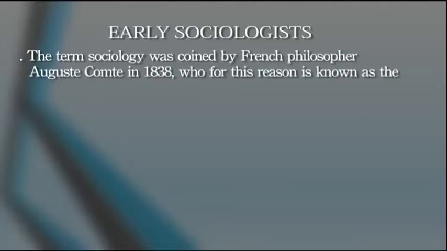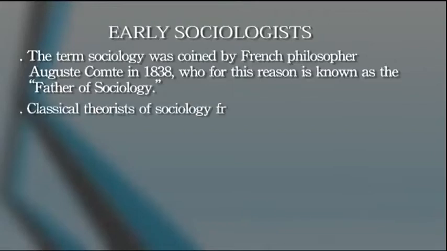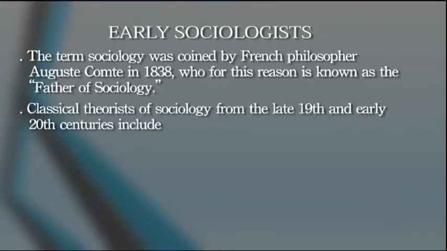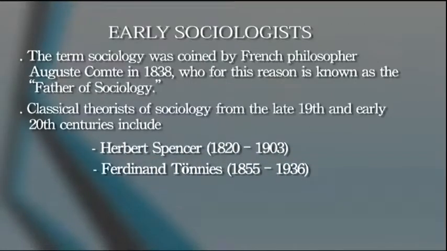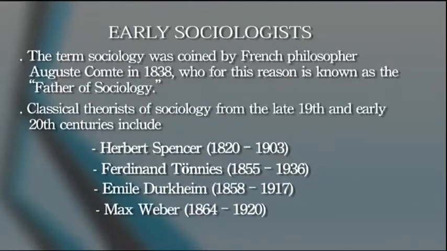Now, this obviously attracted the attention of the early sociologists, and as you already know, Auguste Comte in 1838 was for the first time coining the term sociology, and the classic theorists of sociology from the late 19th to the early 20th century include Herbert Spencer, Ferdinand Tönnies, Emile Durkheim and Max Weber. So, early sociologists were to be found in England, that is Herbert Spencer, Germany, that is Max Weber and Ferdinand Tönnies, and Emile Durkheim, who was a Frenchman, and even Auguste Comte was a Frenchman.